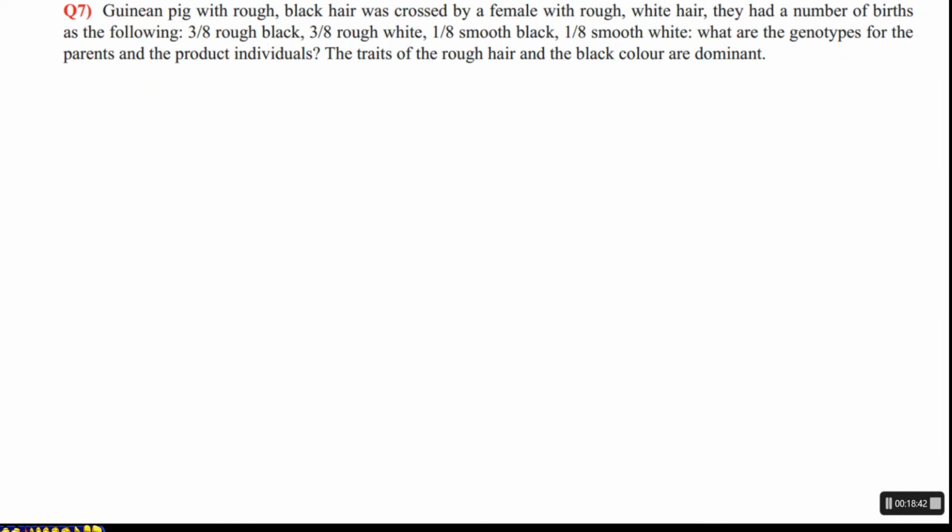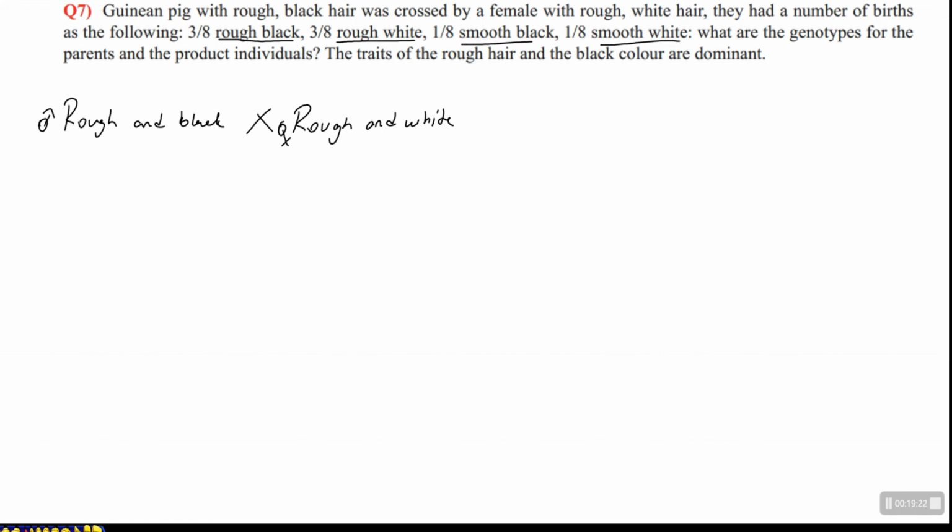Related to the topic, question 7 from the chapter questions: the guinea pig with rough and black hair was crossed with a female with rough and white hair. They had a number of births as the following: 3/8 rough and black, 3/8 rough and white, 1/8 smooth and black, 1/8 smooth and white. What are the genotypes for the parents and the product individuals?